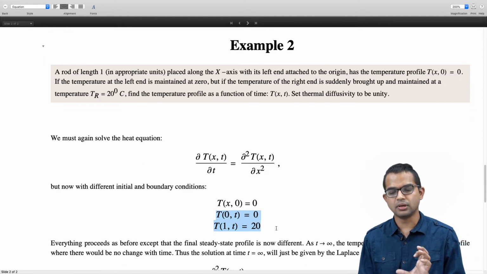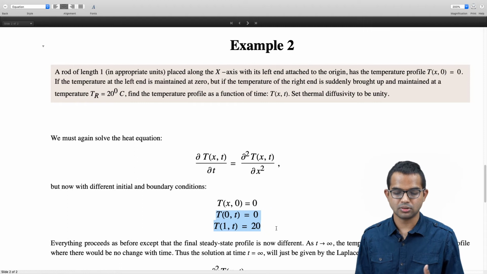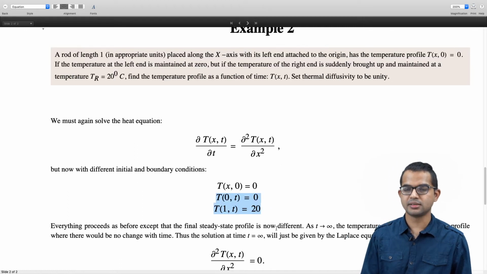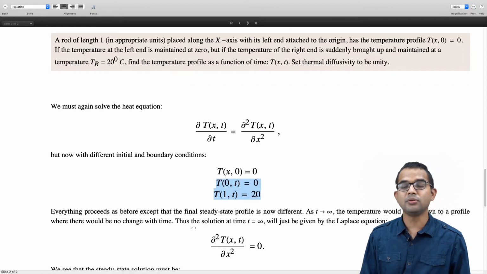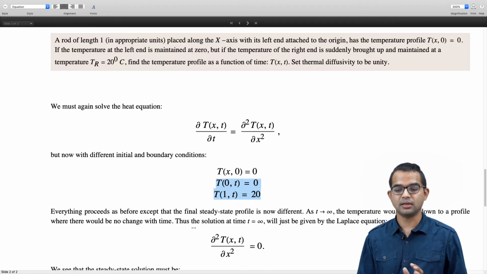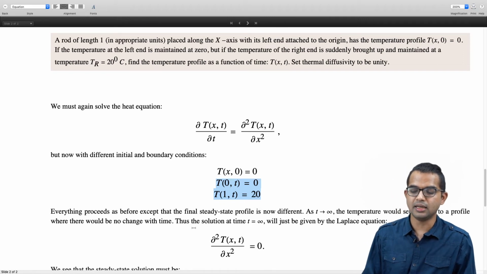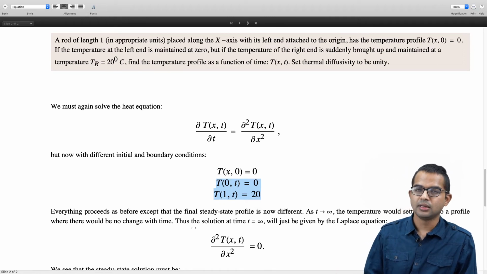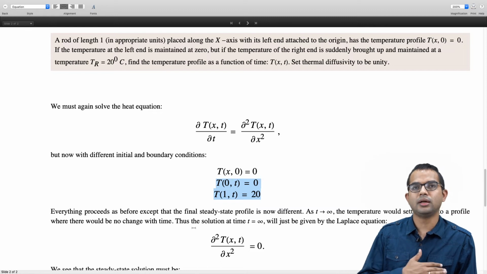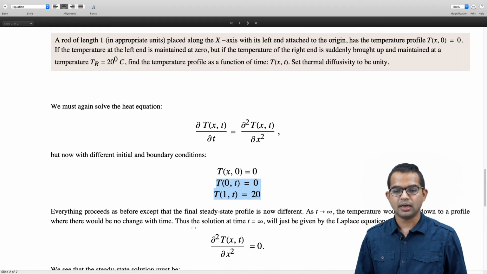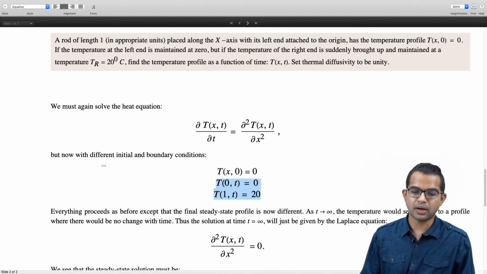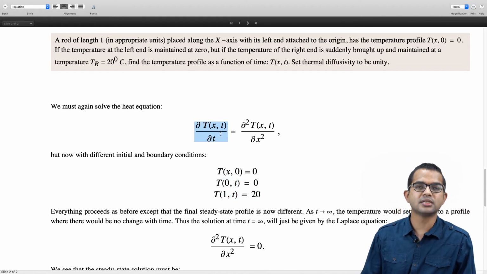So the solution itself is a little more complicated, but really it's the same method. Everything proceeds as before, except that we must account for this final steady state profile. So let's think about it physically. As t goes to infinity, the temperature would settle down to a profile which will be a solution of the Laplace equation. So in steady state, this part is going to be 0, so no change happens as a function of time. That's what is meant by steady state.